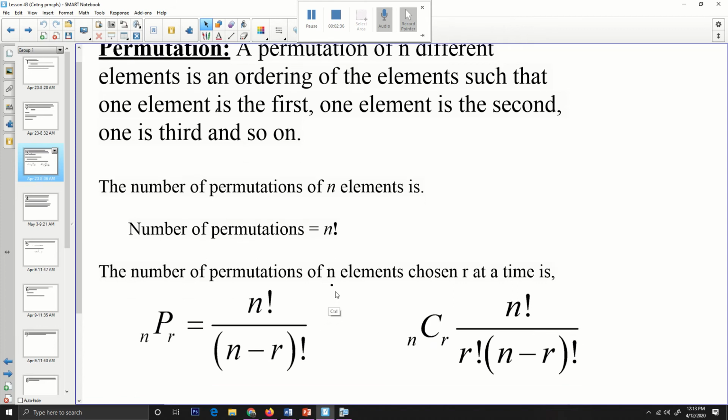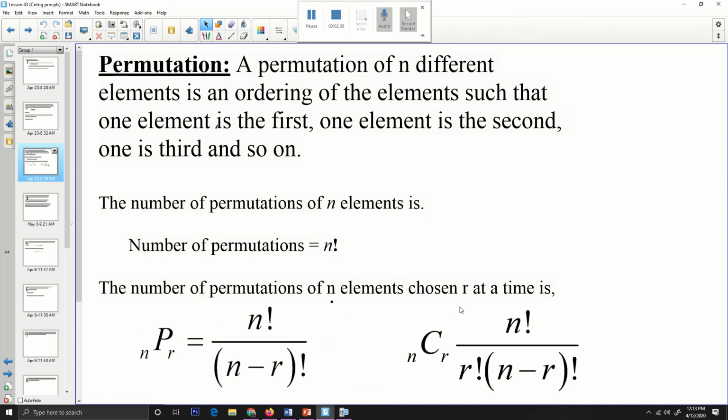If you're choosing only some of the elements out of that group, then you can use nPr. All right, now nPr is, let's say you had 5 elements and you want to order 3 of them. Well, that would be 5 elements ordered 3 at a time. All right, and so you have n factorial over n minus r factorial. And this calculation is in the calculator, so you don't necessarily have to memorize this equation. So I'll only ask you to use the calculator to find it. Combinations has a similar equation, but it's a little bit different.